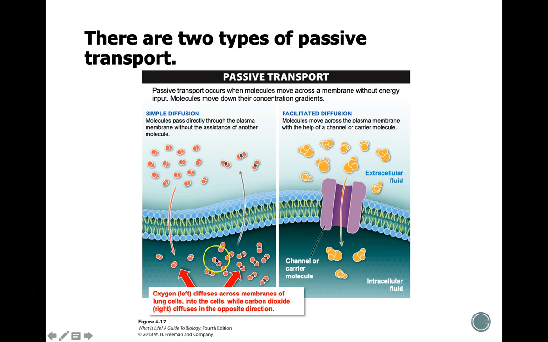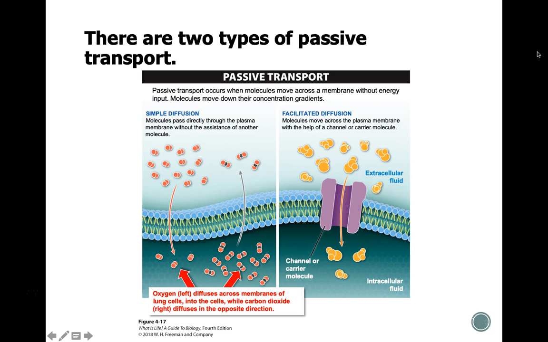Now the other side is carbon dioxide. So the cell needs to bring in oxygen, but it needs to push out carbon dioxide. So carbon dioxide will move the opposite way. Carbon dioxide is also small and nonpolar, so it's going to move freely across the membrane from an area of high concentration to an area of low concentration.